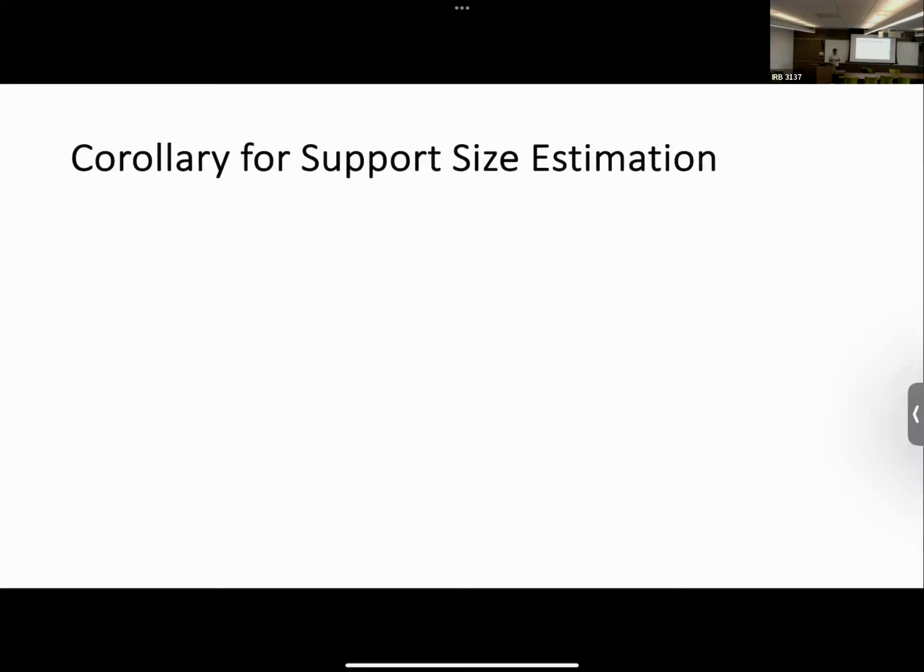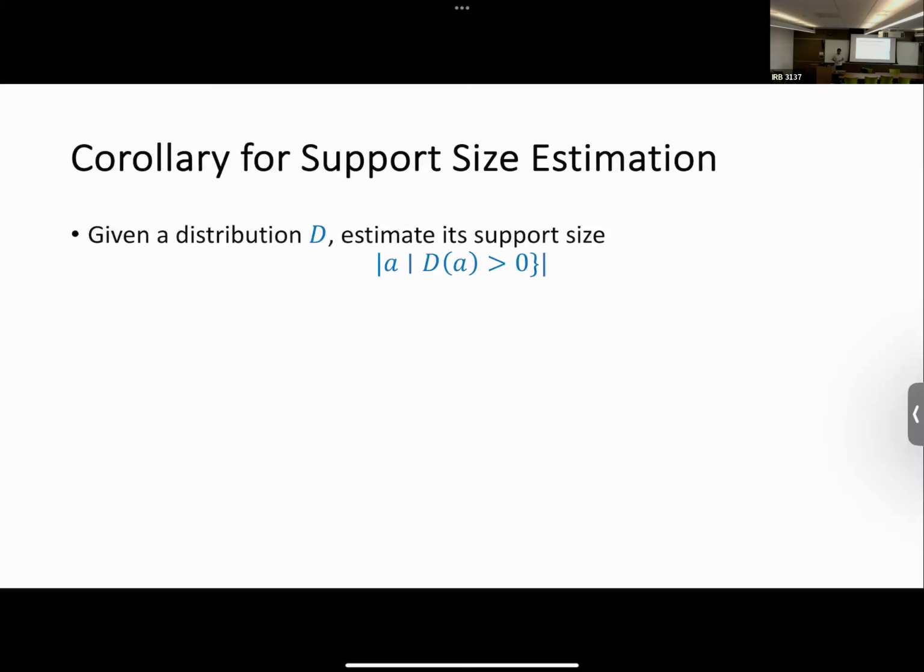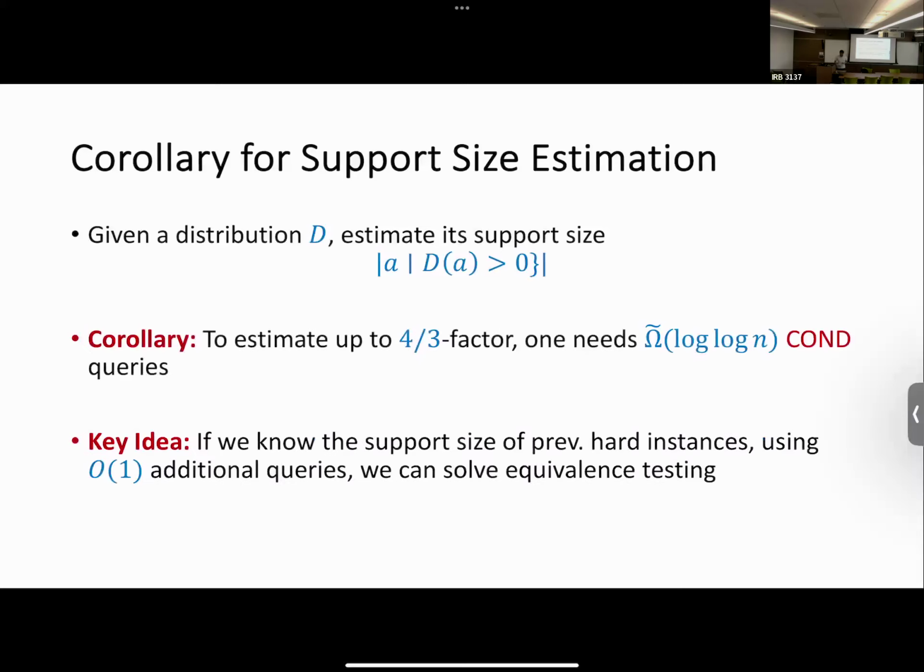One may wonder why I choose the support size randomly. One can observe that if I know the support size beforehand, and we keep the remaining hard instance construction the same, then with only a few queries we can distinguish yes and no. So basically, if I know the support size in advance, then the number of extra conditioning queries we need to distinguish the yes and no cases is just constant.